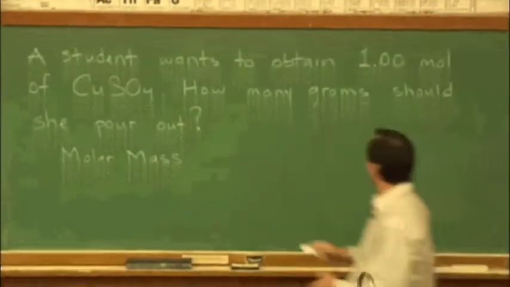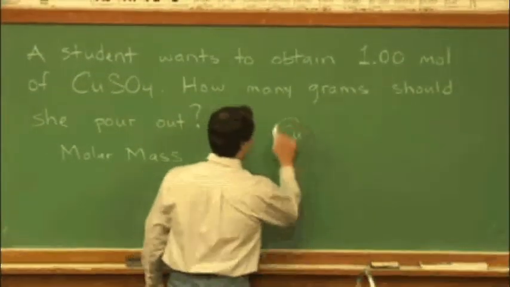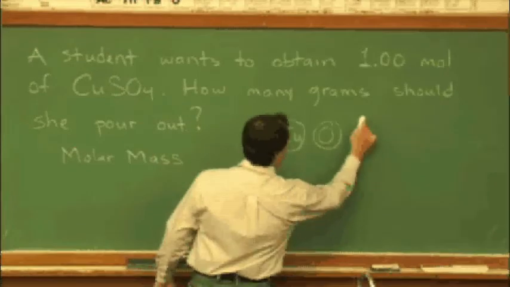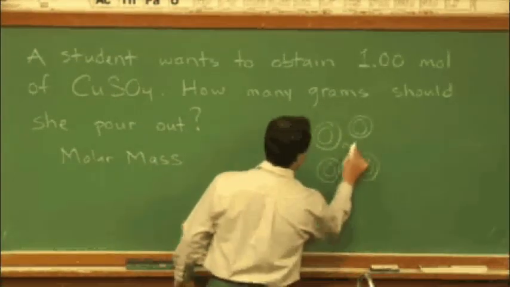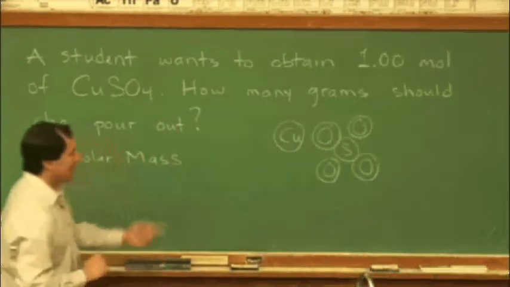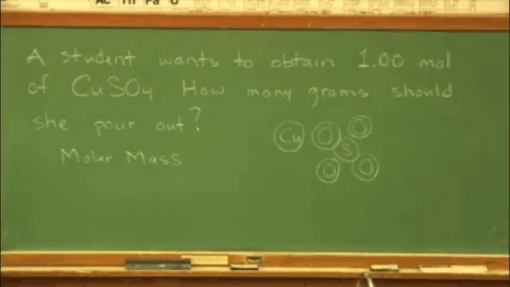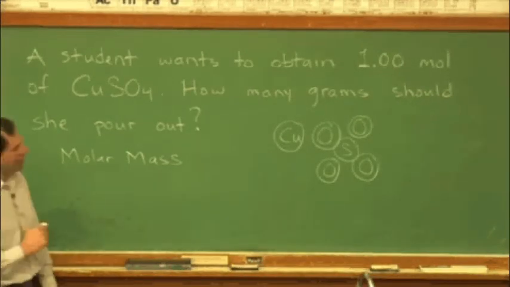Let me draw up here on a board that we have 1 copper, 4 oxygens arranged in some fashion, and a sulfur. So we have 6 different atoms here. We'll find out next chapter that this isn't exactly how it's put together. We'll take a look later, but for right now it works just fine for us.